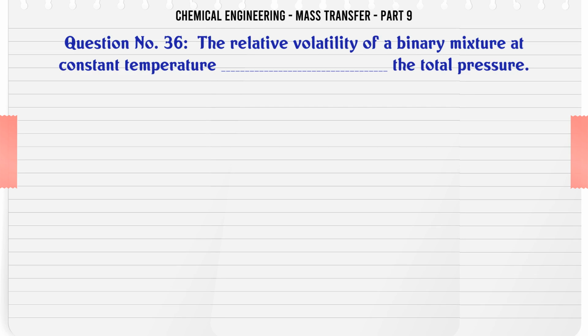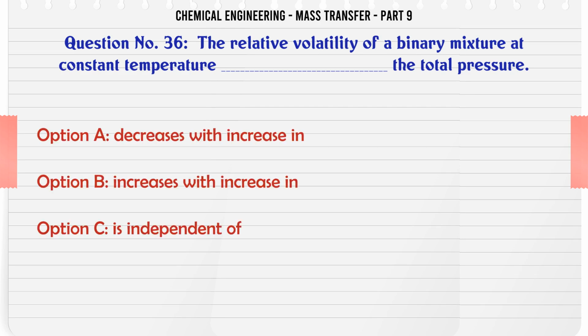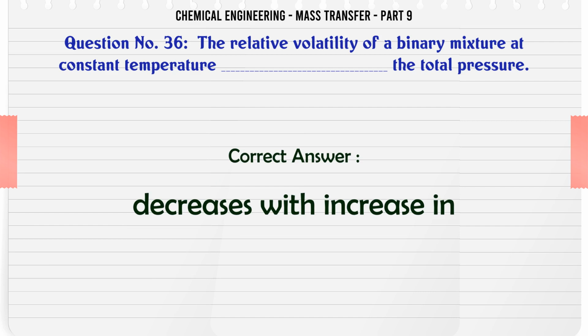The relative volatility of a binary mixture at constant temperature, the total pressure, A. decreases with increase in, B. increases with increase in, C. is independent of, D. None of these. The correct answer is decreases with increase in.